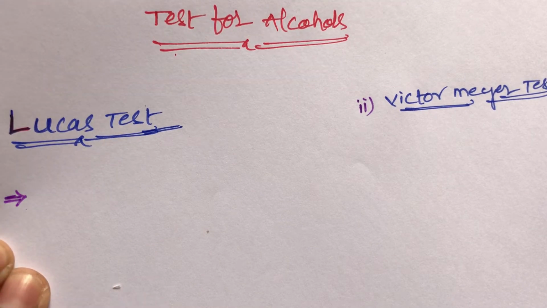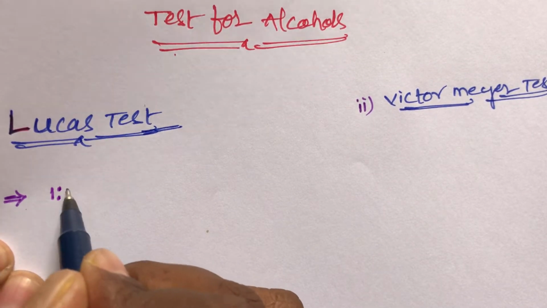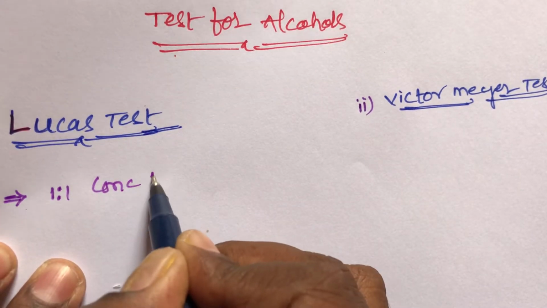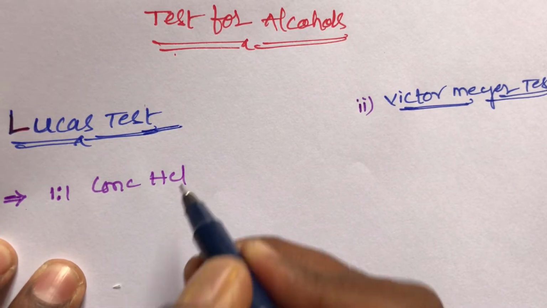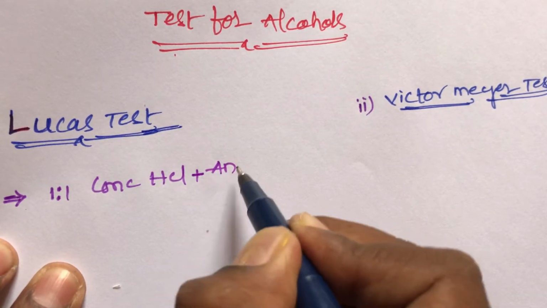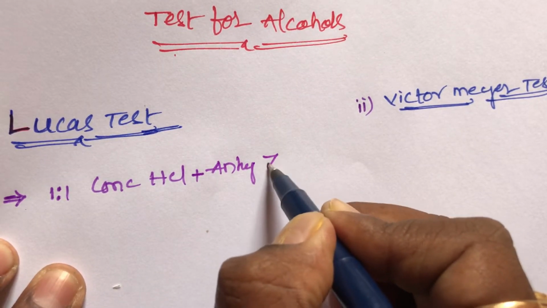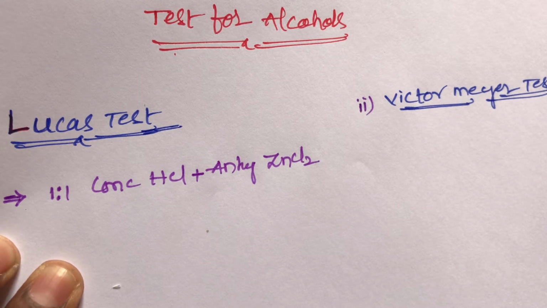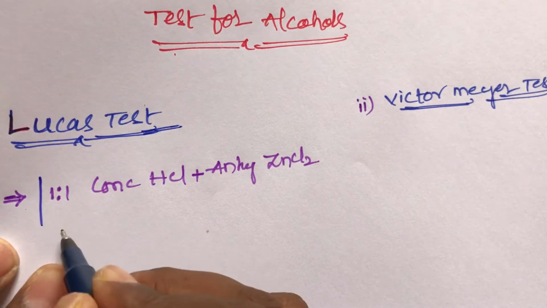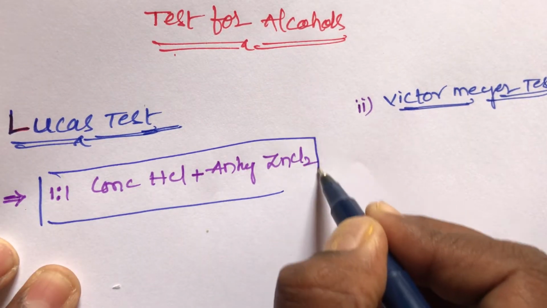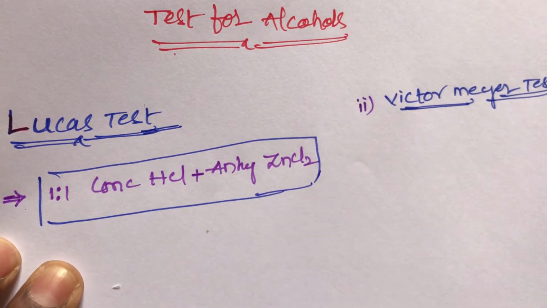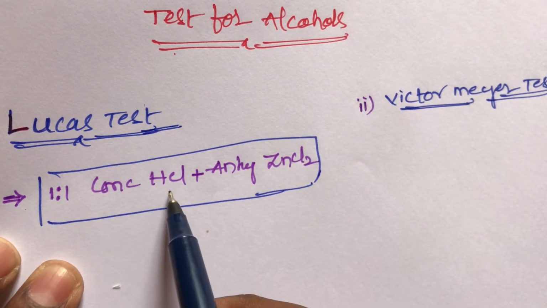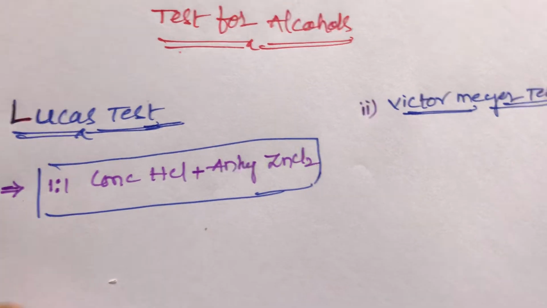Lucas reagent is a 1:1 ratio of concentrated hydrochloric acid, concentrated HCl, plus anhydrous ZnCl2. This is very important. Concentrated HCl with anhydrous ZnCl2 is called Lucas reagent.